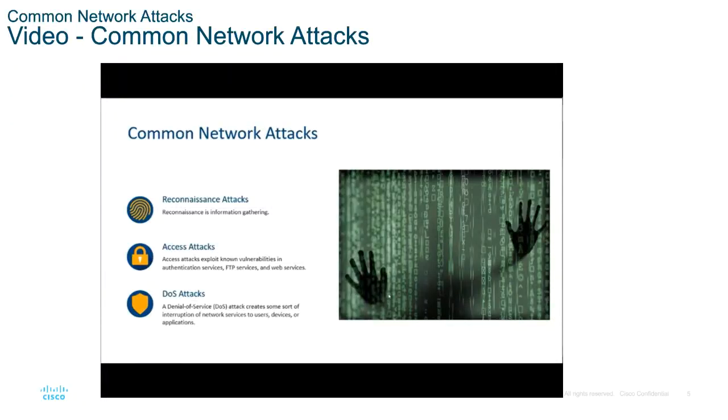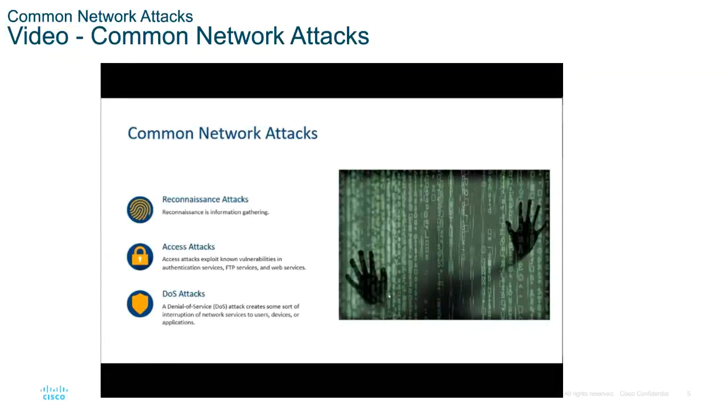We've got our three common network attacks that exist. Number one being the reconnaissance or the recon attack. And this is all about gathering information and learning about vulnerabilities that exist in the system. So from there, we can target those vulnerabilities in what's known as the access attacks.